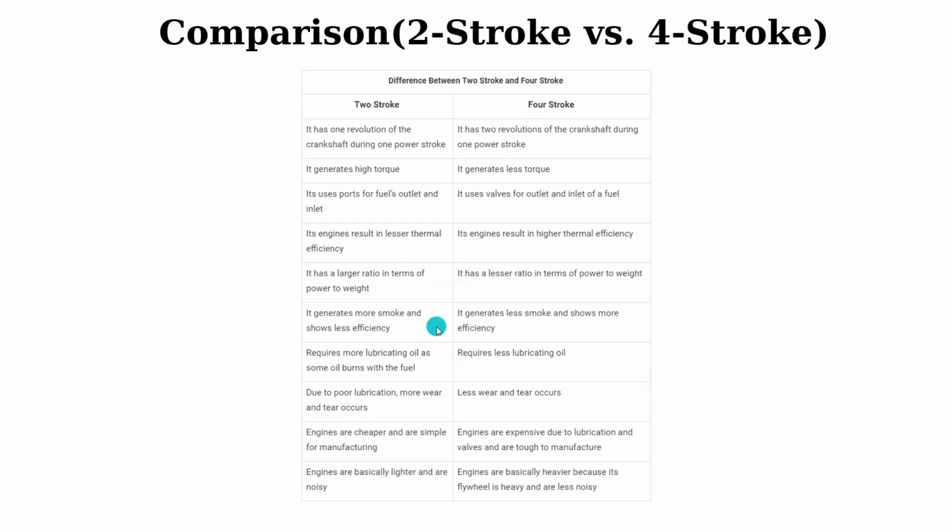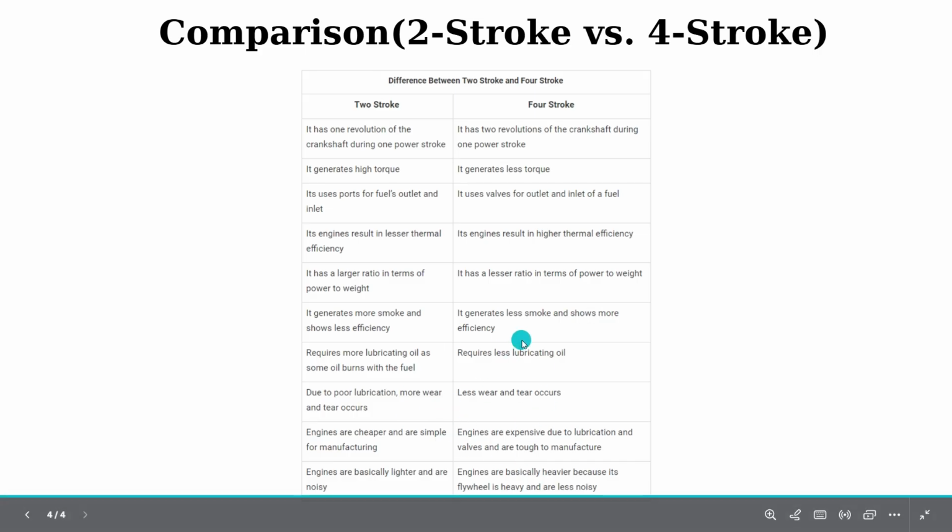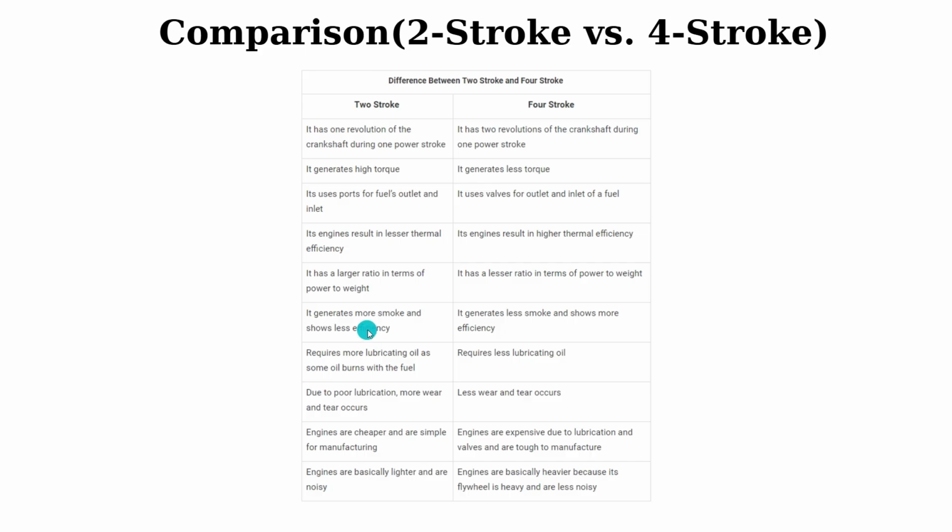Okay, another difference: maintenance. Two-stroke engines are easier to maintain because they have fewer parts. But they can wear out faster because they operate at higher speeds and have less effective lubrication.